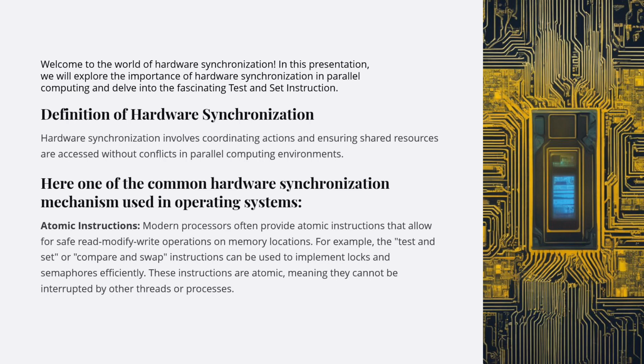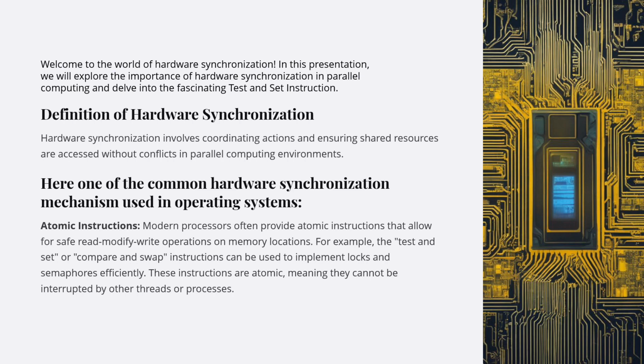Next one is memory barriers. Memory barriers, also known as memory fences, are instructions that enforce an ordering constraint on memory operations. They ensure that certain memory operations complete before others begin. Memory barriers are crucial for preventing the reordering of instructions by the compiler or the hardware, which could lead to unexpected results in a concurrent environment.